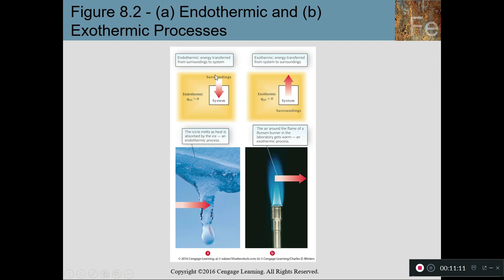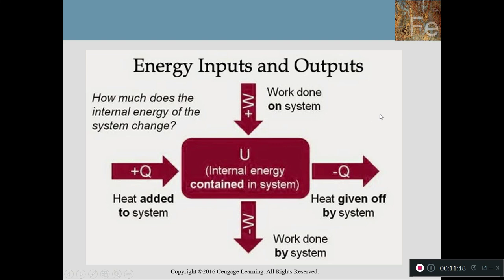In the case of ice melting, energy comes into the system. In the case of a Bunsen burner, the energy leaves the system. So let's talk about direction. Positive is energy in, positive is work in, negative is energy out, negative is work out. Heat is either going to be released or work is going to be done to the surroundings.